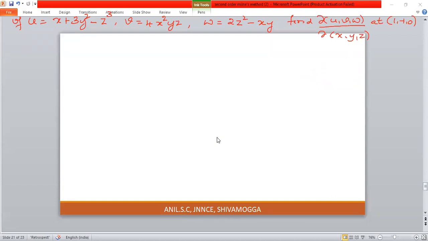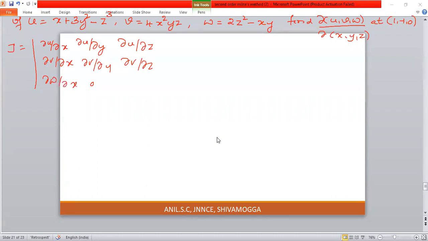First write the Jacobian J. J is given by del u by del x, del u by del y, del u by del z; del v by del x, del v by del y, del v by del z; del w by del x, del w by del y, del w by del z. This is the definition of J. Now make these substitutions.